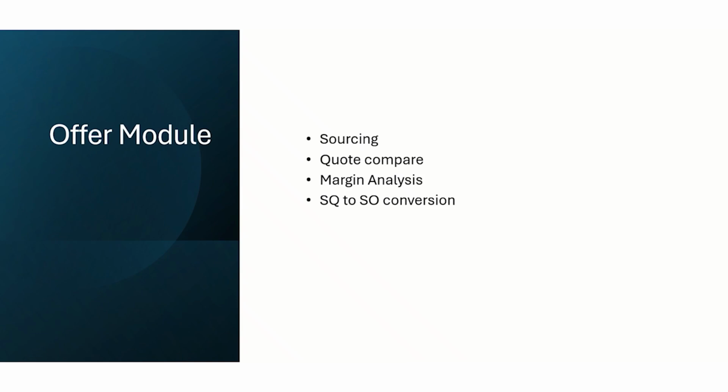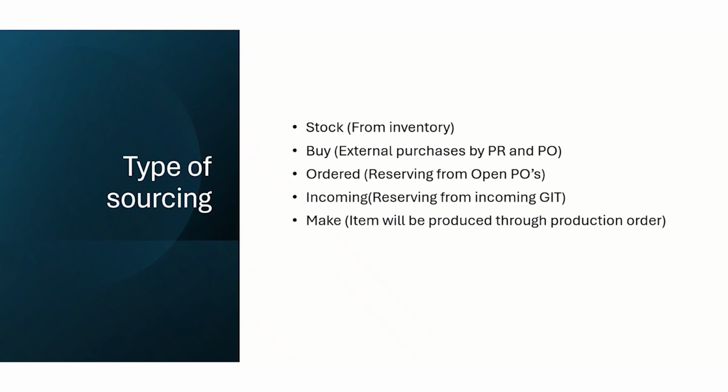The offer module consists of mainly four types of process: sourcing, quote compare, margin analysis, and sales quotation to sales order conversion. It all starts with what we call a sourcing form. Once a sales quotation is raised, the salesperson opens the custom form for each line item and decides how that item will be fulfilled. There are 5 sourcing options available.